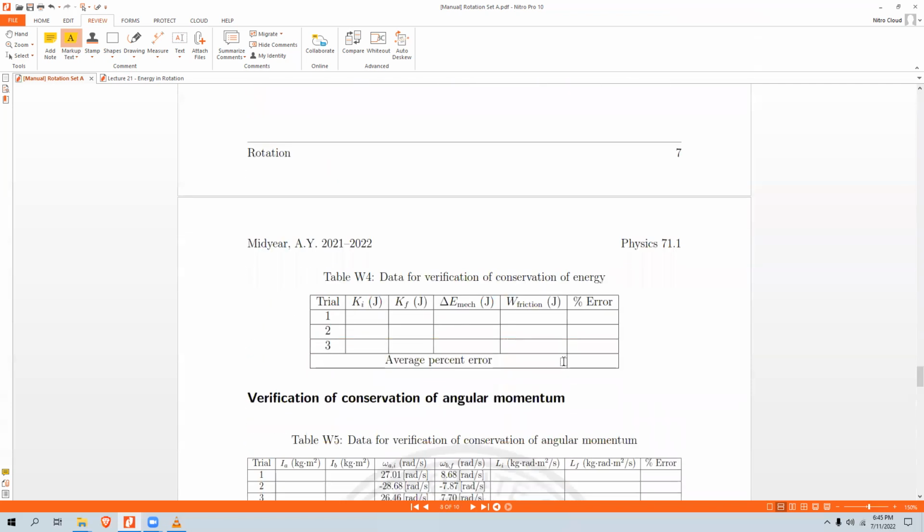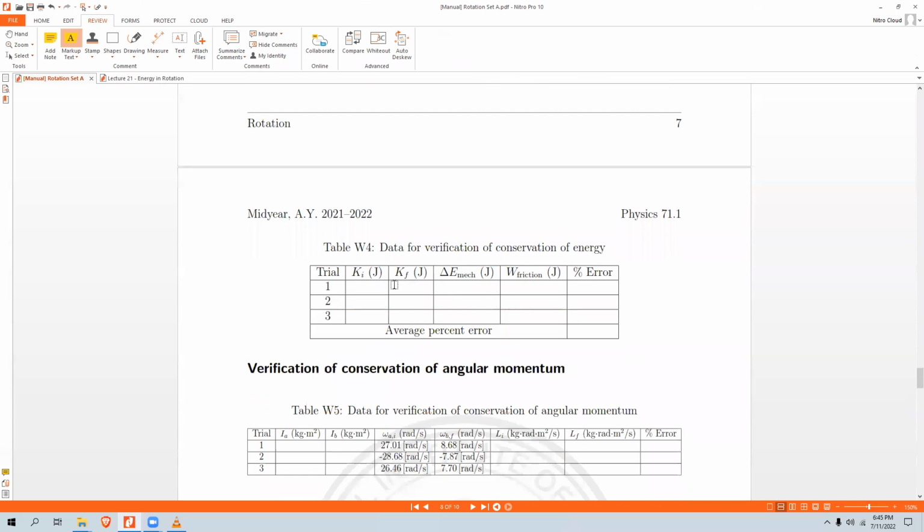Next we have table W4. You have here your Ki and Kf. You were already given the formulas to calculate the rotational kinetic energies. That's 1/2 I omega squared.